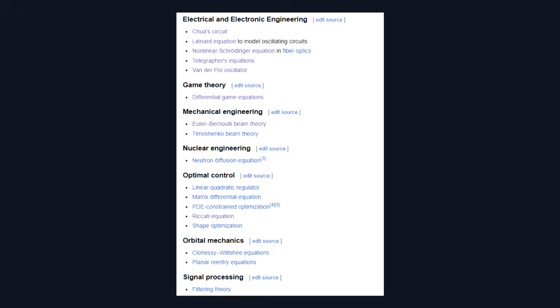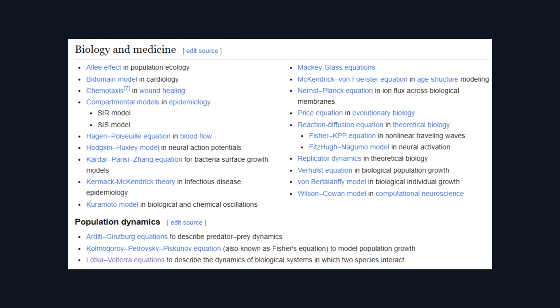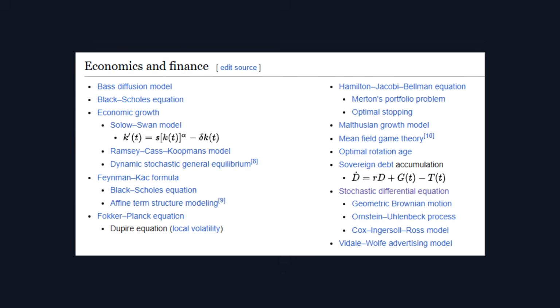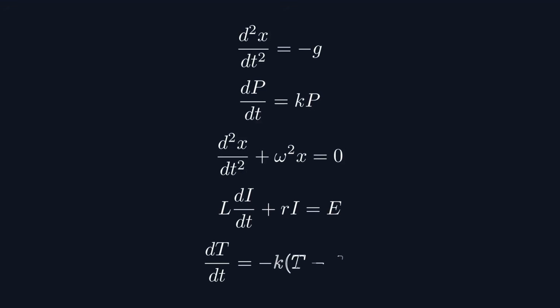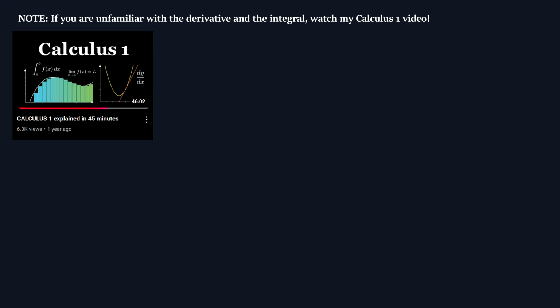Why do we study differential equations? Well, it's often used to model physical phenomena. It is used in physics, engineering, chemistry, biology, and even economics. Some examples include rectilinear motion, population growth and decay, simple harmonic motion, electrical circuits, Newton's law of cooling, etc. In the next chapter, I discuss how we solve these differential equations.